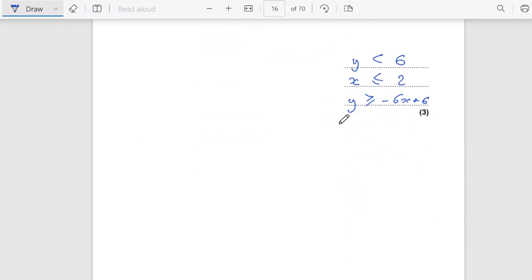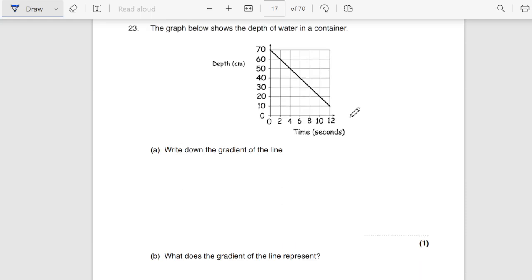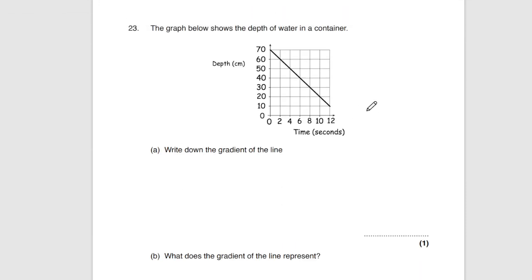Okay then, question 23. The graph shows the depth of water in a container. Write down the gradient of the line. The gradient of the line is quite a nice one. I tend to say pick the larger triangle. The larger the triangle, the more accurate from a real life graph. But we can see that this is quite a friendly line anyway.